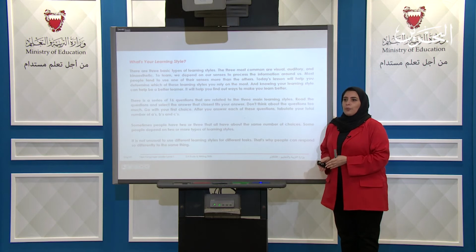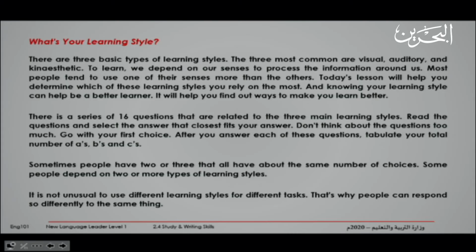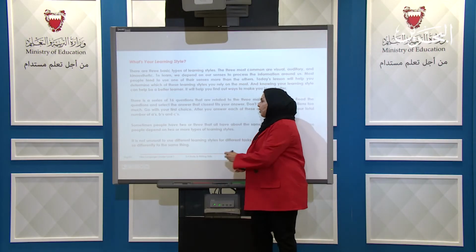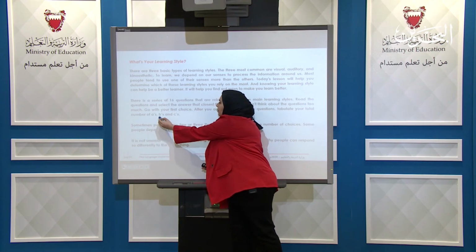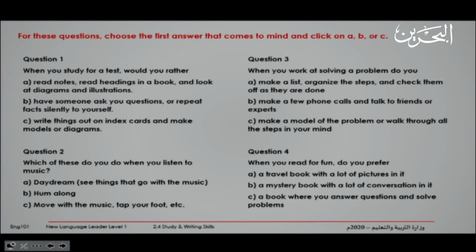So we're going to do the personality test in order to discover which type of learning style suits you the most. So we're going to draw a table. In each column, we're going to write A, B, and C. Then you're going to count how many A's you've got, how many B's you've got, and how many C's you've got. Then the largest number is going to be your learning style. So let's go through the questions and answer them together.